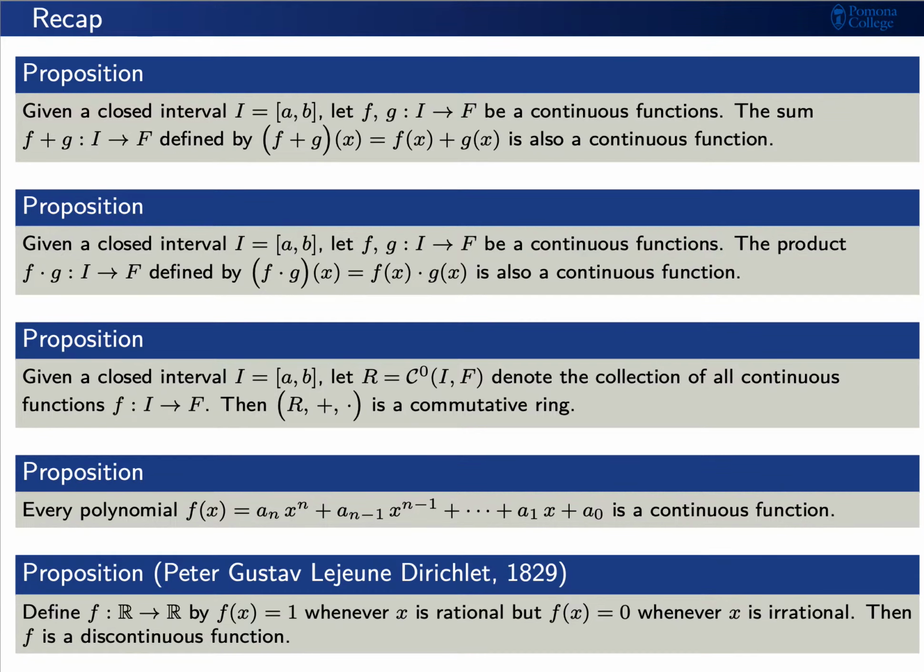There are examples of functions, however, that are discontinuous. Let's define f as that function that takes on the value 1 when x is a rational number, but 0 when x is an irrational number. Then this function f is discontinuous everywhere.